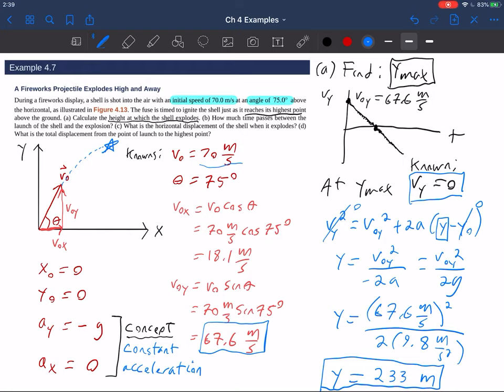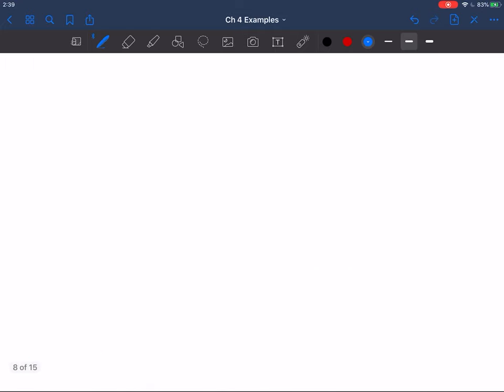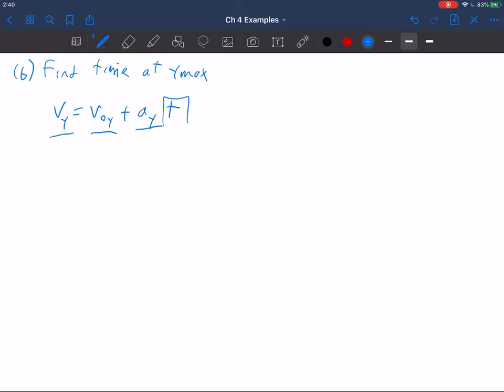So we can again look at our constant acceleration equations and find one that has everything known except for our one unknown, which is the time. I'll have to go to a new page here. For part B, we want to find the time that we reach y max. I see this is one: v is equal to v naught y plus acceleration in y times time. We know our acceleration in y is minus g. We know our initial velocity in y. We know our final velocity in y is equal to 0 because we're at our maximum height. So our one unknown here is the time, which we can solve for.